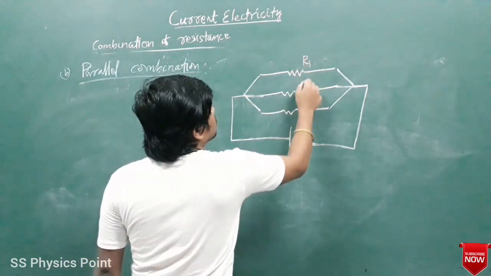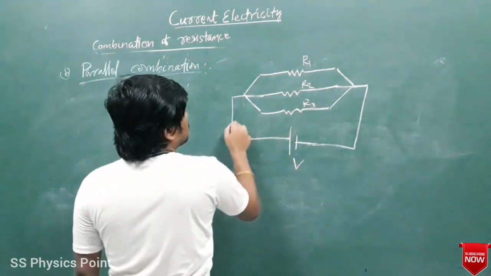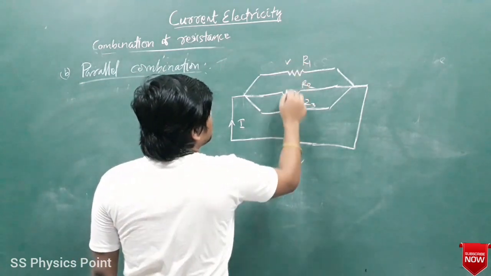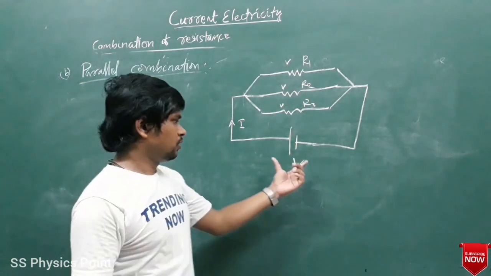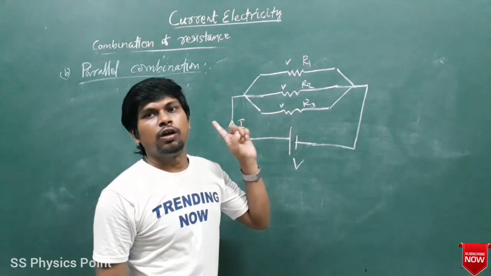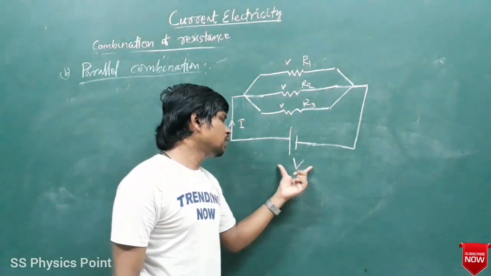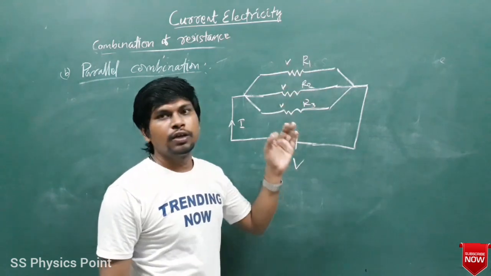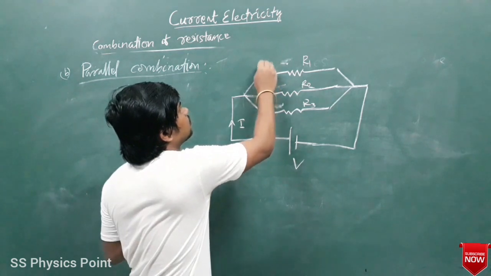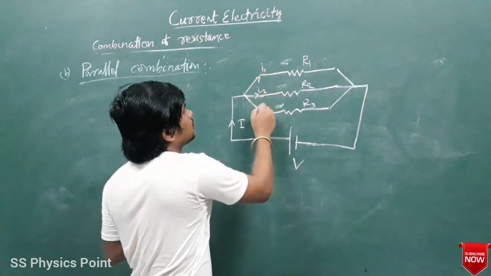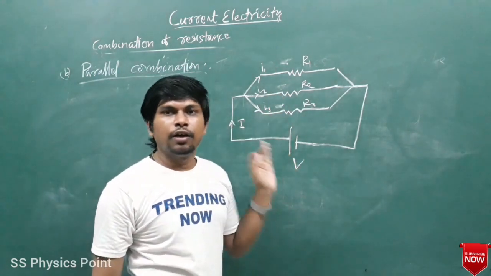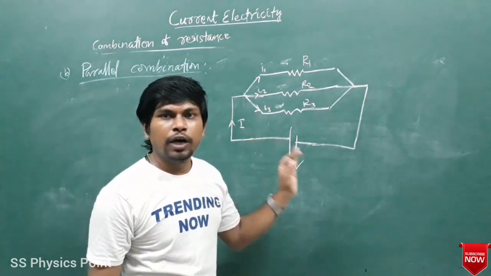This is R1, this is R2, this is R3. Suppose current I flows through the circuit. So here is also V, here is also V, here is also V. This potential drop across each resistor will be same. Remember, that is the rule for parallel combination, that the potential drop across each resistor should be same. Then what is different? Different is current. Suppose here current is I1. Suppose here current is I2. Here suppose I3. Remember, the current across each resistor will be different. In which combination? In parallel combination.